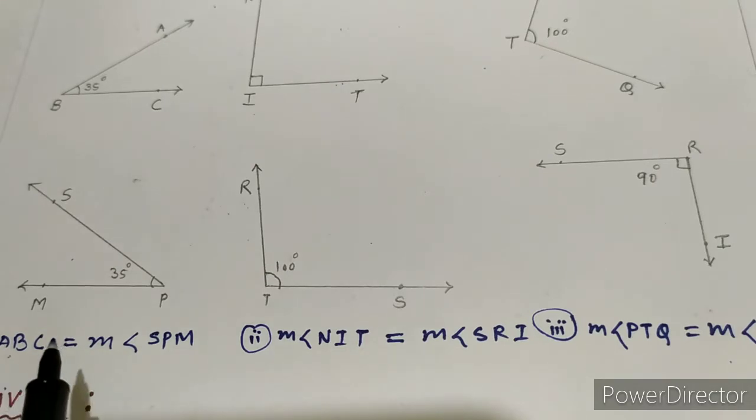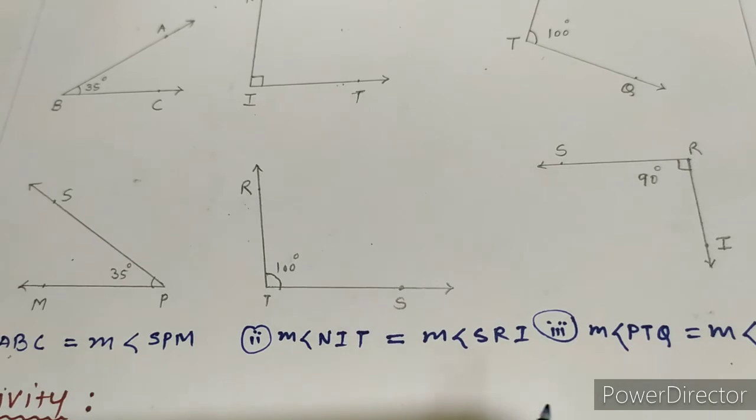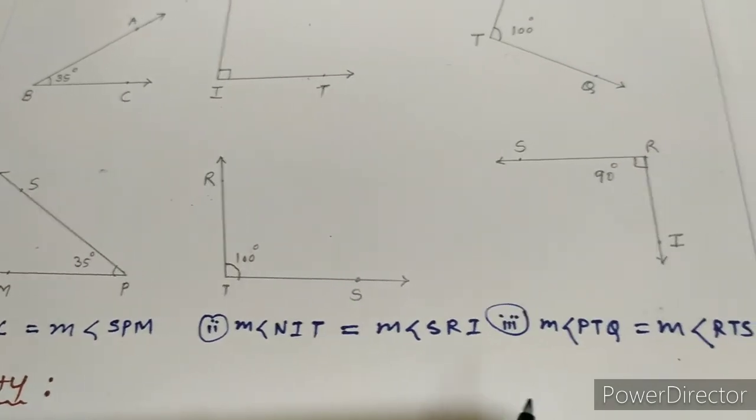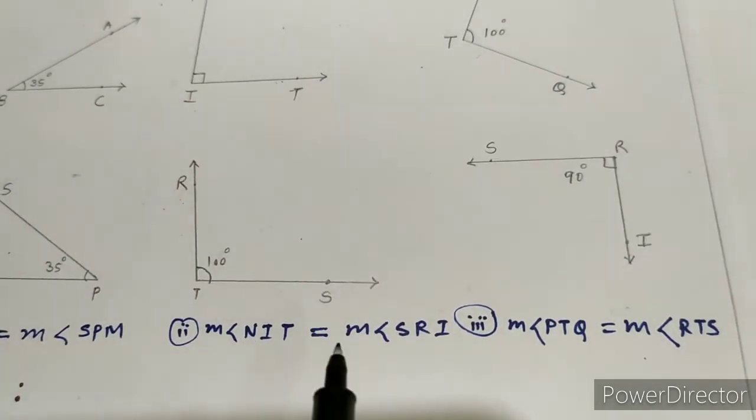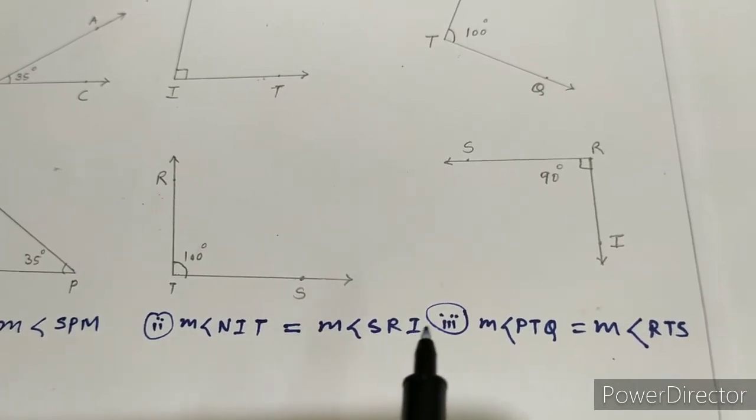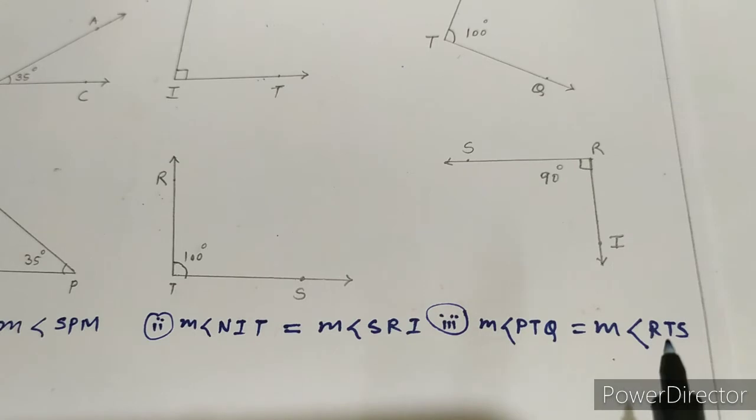So I can write here: measure of angle ABC is equal to measure of angle SPM, measure of angle NIT is equal to measure of angle SRI, measure of angle PTQ is equal to measure of angle RTS.